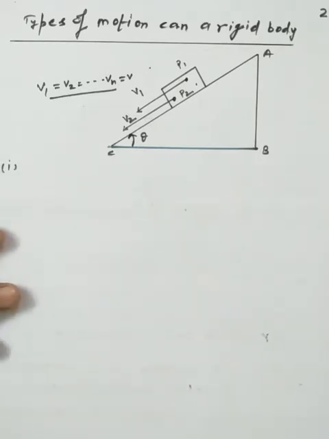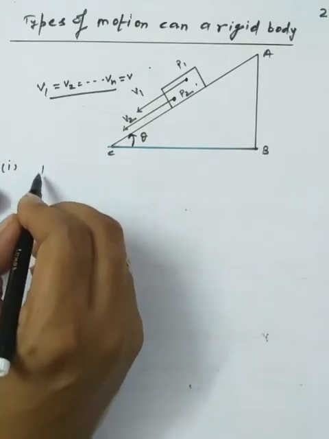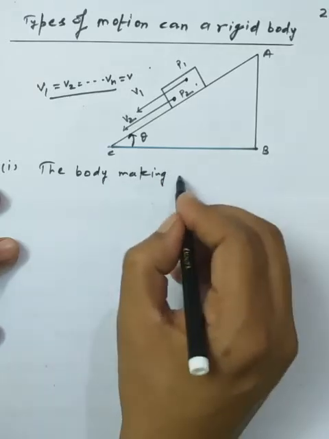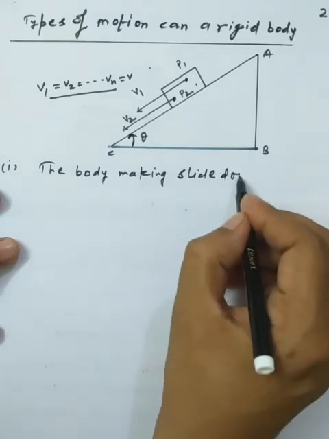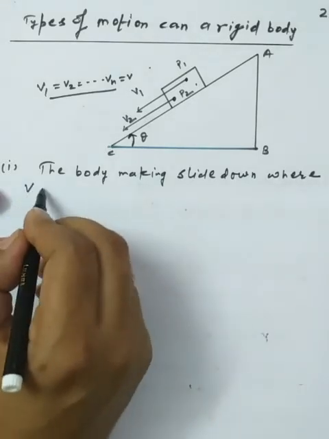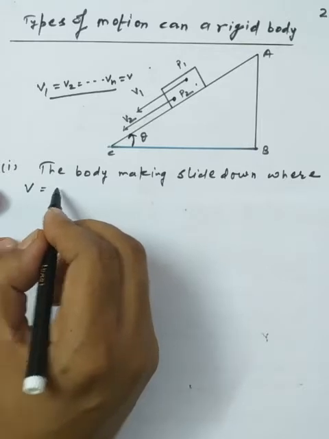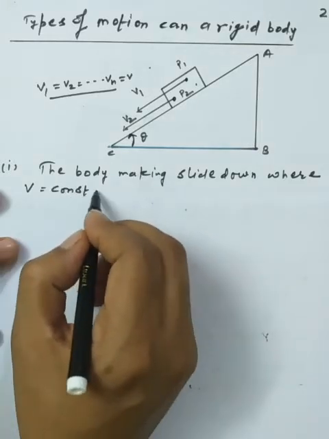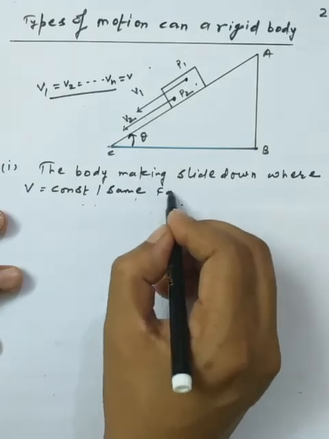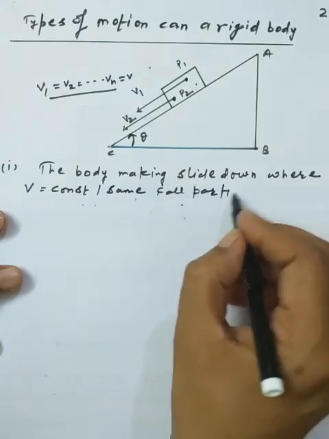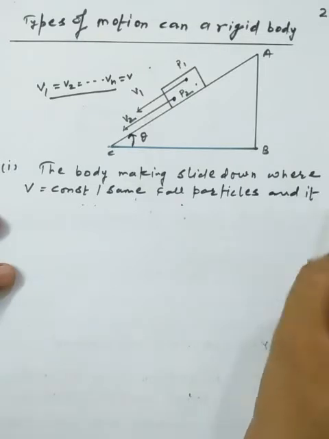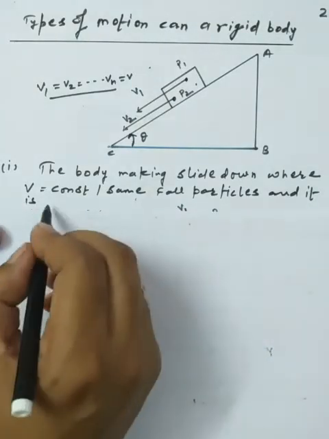So here we can add a little more: the body is sliding down, where v is constant or the same for all the particles, and it is pure translation motion.